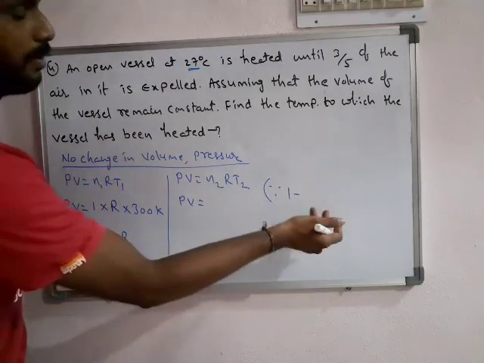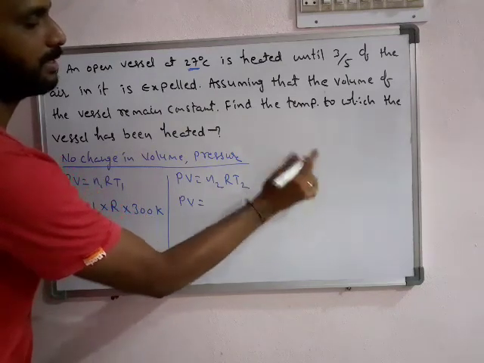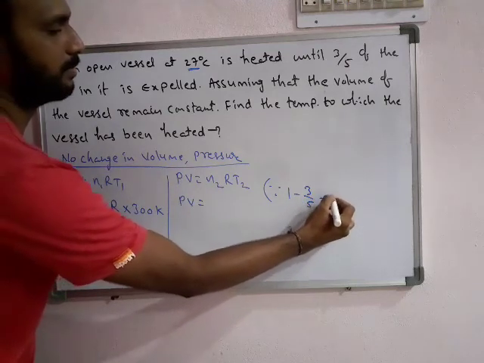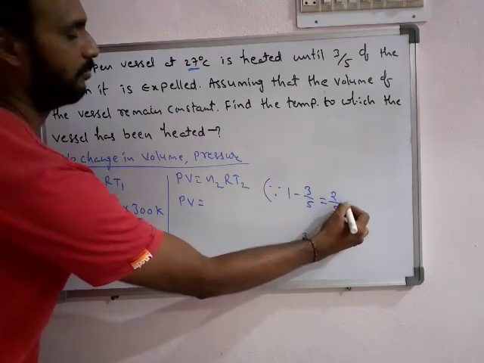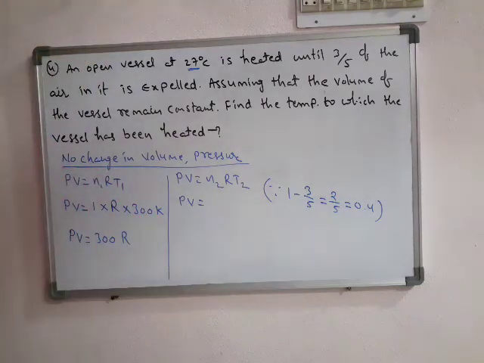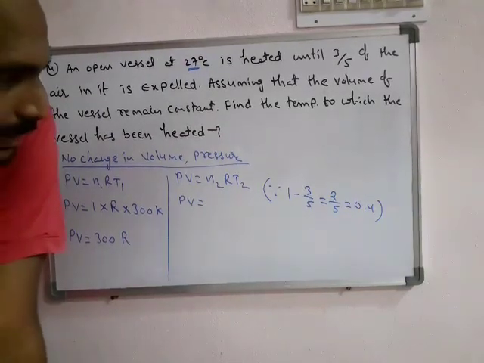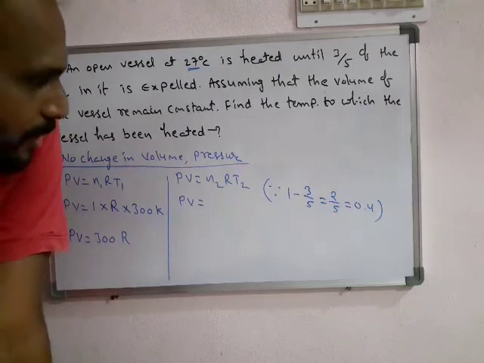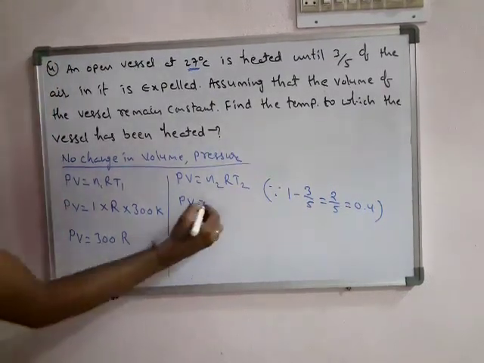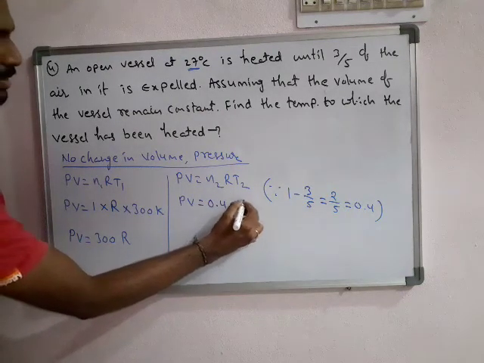Okay. The 3 by 5 part is removed outside. So 1 minus 3 by 5, so that it becomes 2 by 5, and then it becomes 0.4. So after expelling 3 by 5 parts, how many parts will remain? 2 by 5 parts will remain. So what is 2 by 5 parts? 0.4.